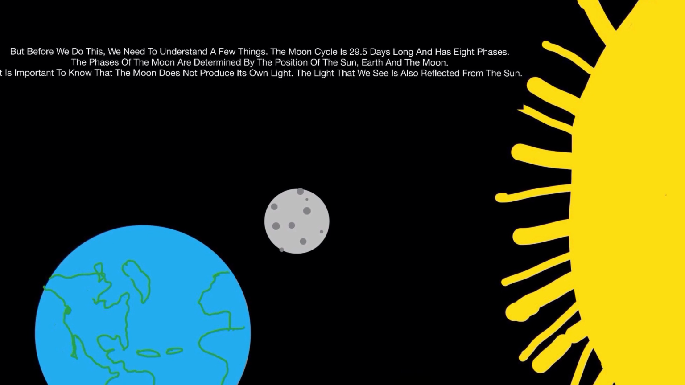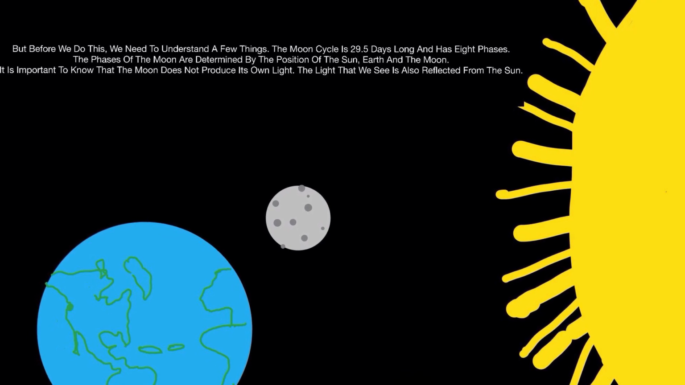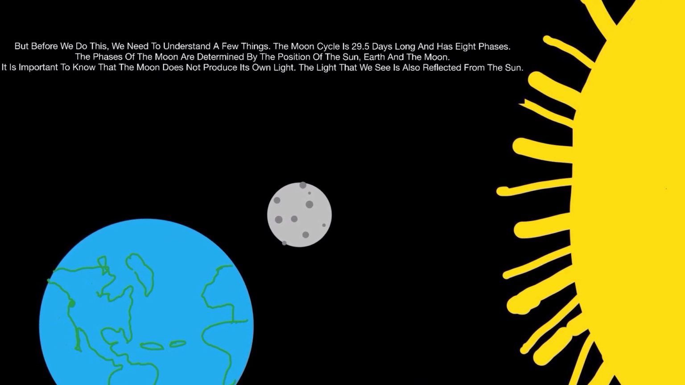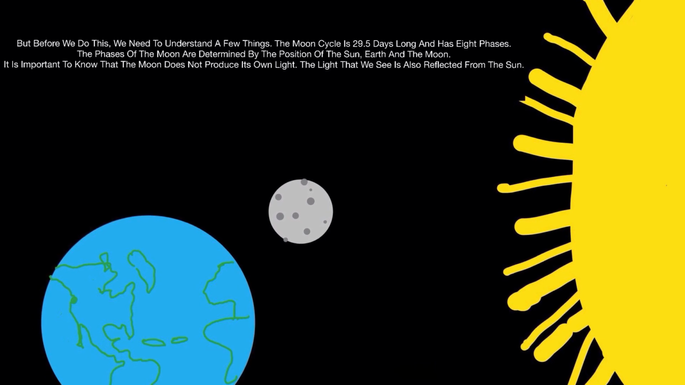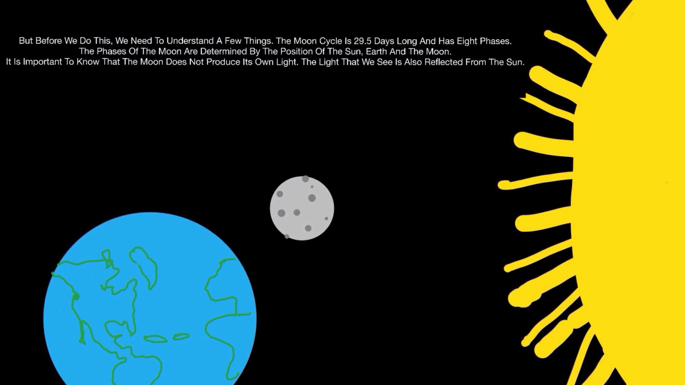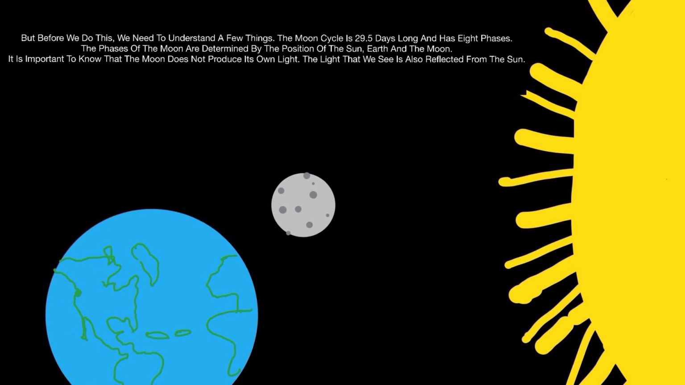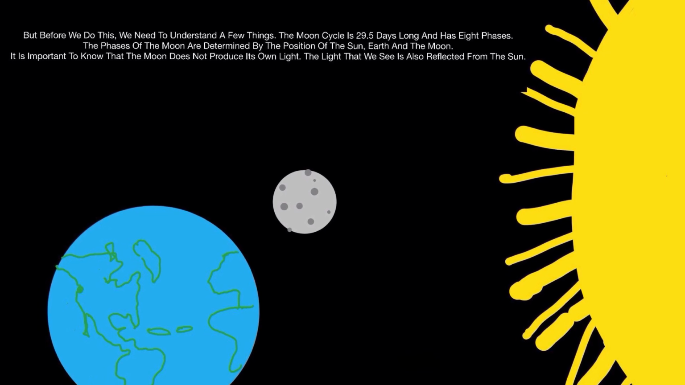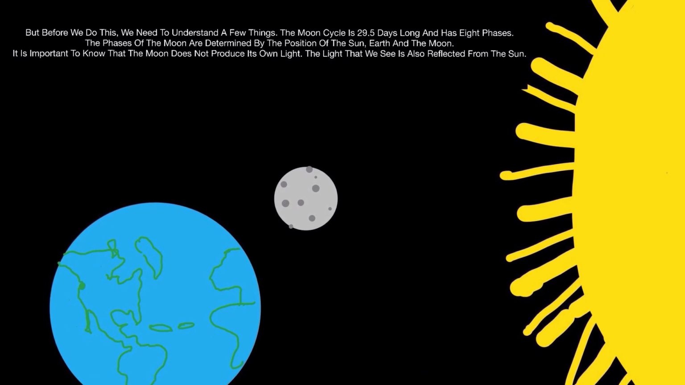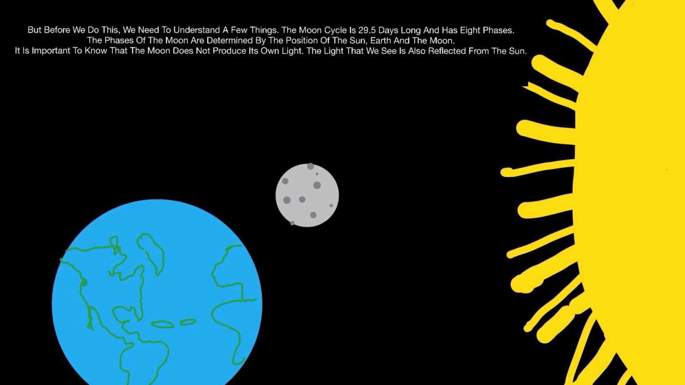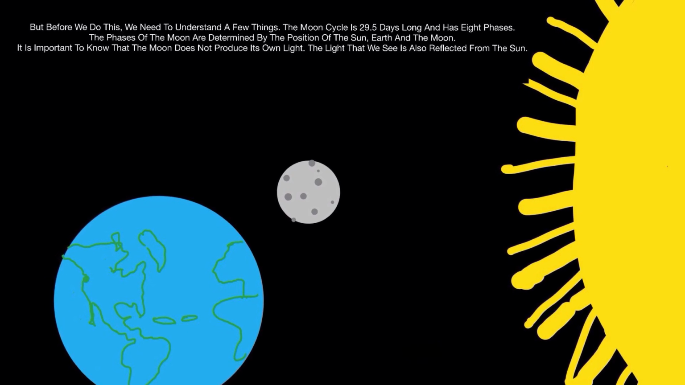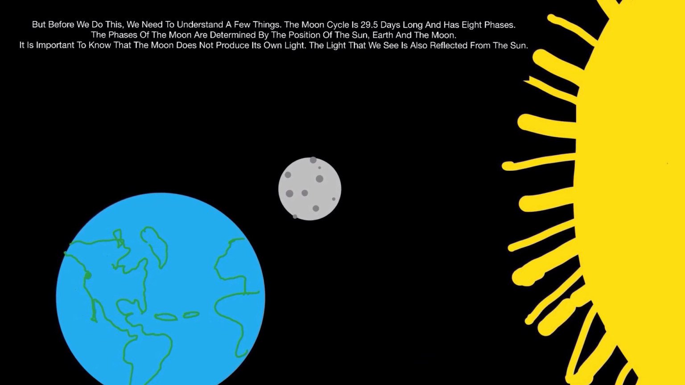Before we do this, we need to understand a few things. The moon cycle is 29.5 days long, and it has 8 phases. The phases of the moon are determined by the position of the sun, the earth, and the moon. It is important to know that the moon does not produce its own light. The light that we see is reflected from the sun.